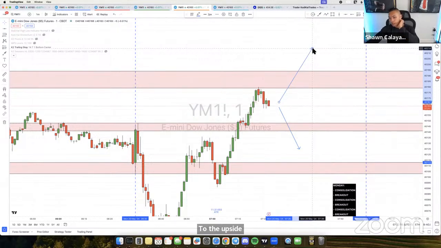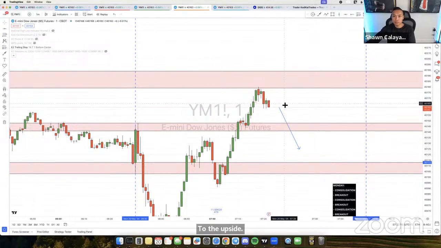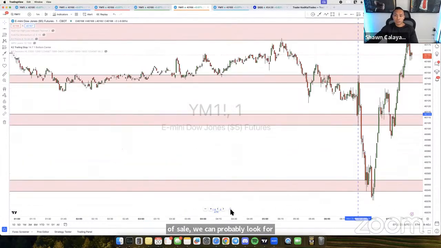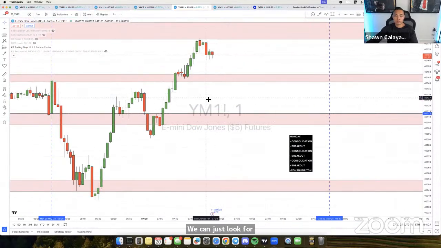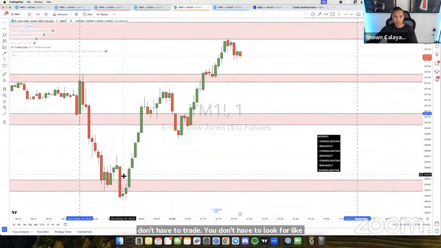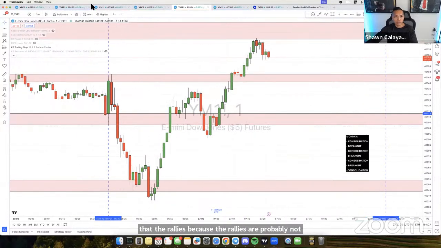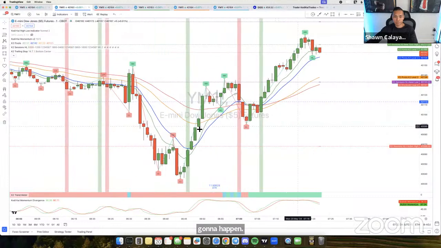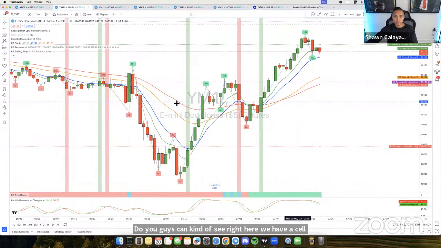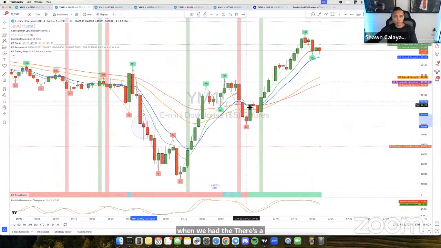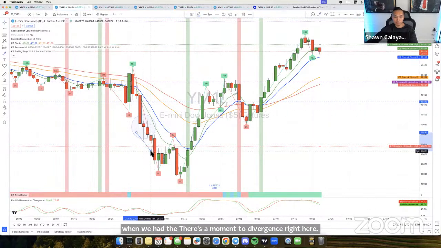So with that said, now that we have this kind of setup, we can just look for divergence in between. We don't have to look for the rallies because the rallies are probably not going to happen. For example, here, this is just a breakout. Going back over here to our clean chart, you can see right here we had a sell signal, right? Price consolidated and broke out below. There was a momentum divergence right here. We could have taken this for a quick 10 points to the downside, right?